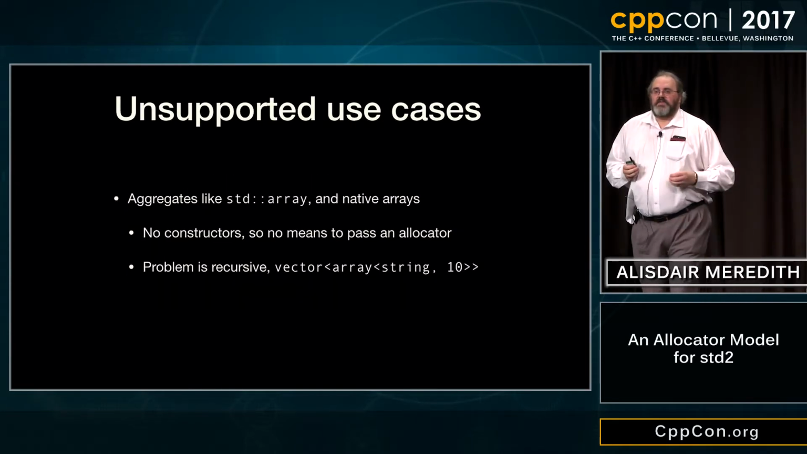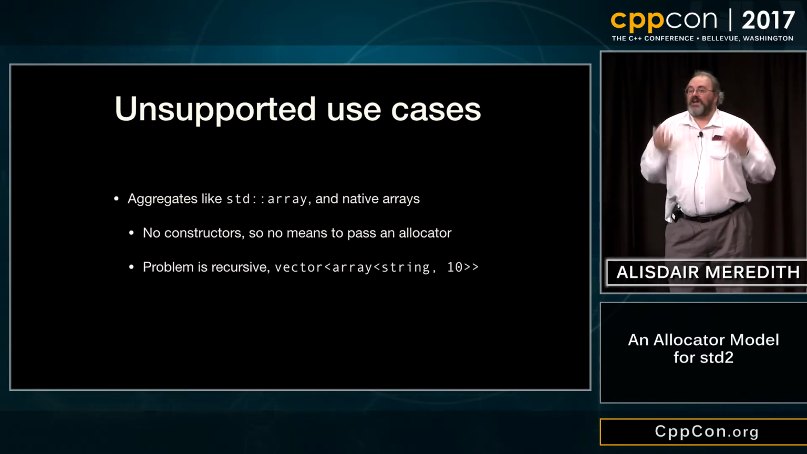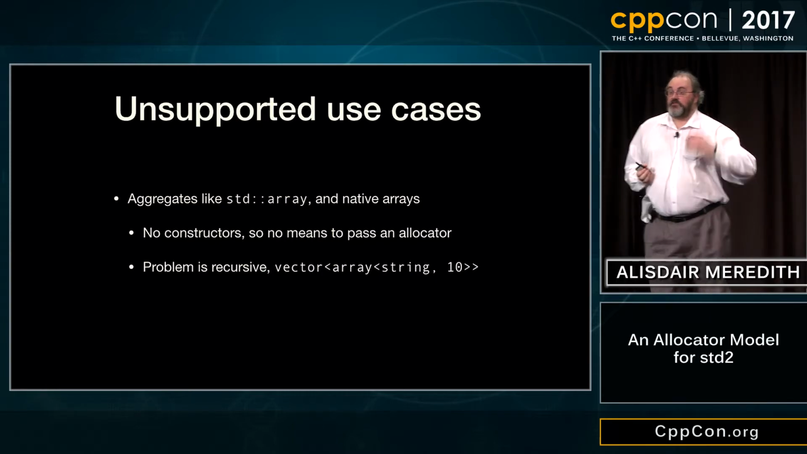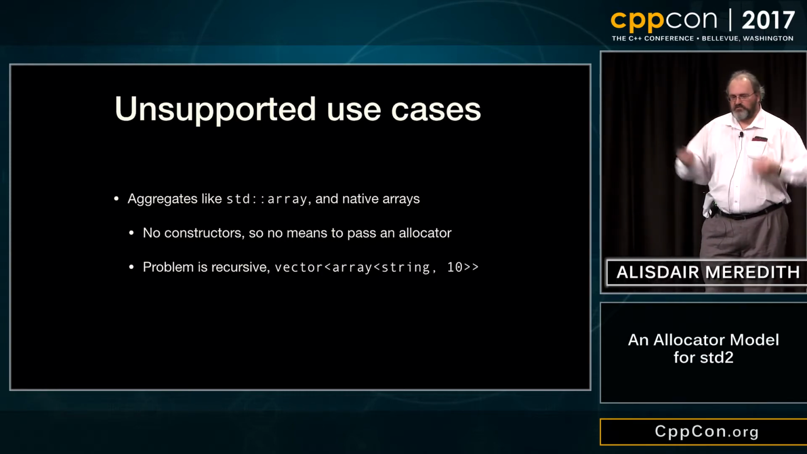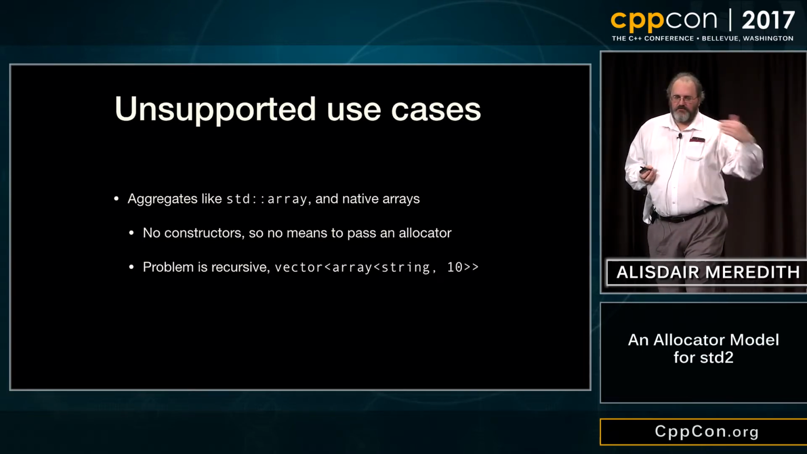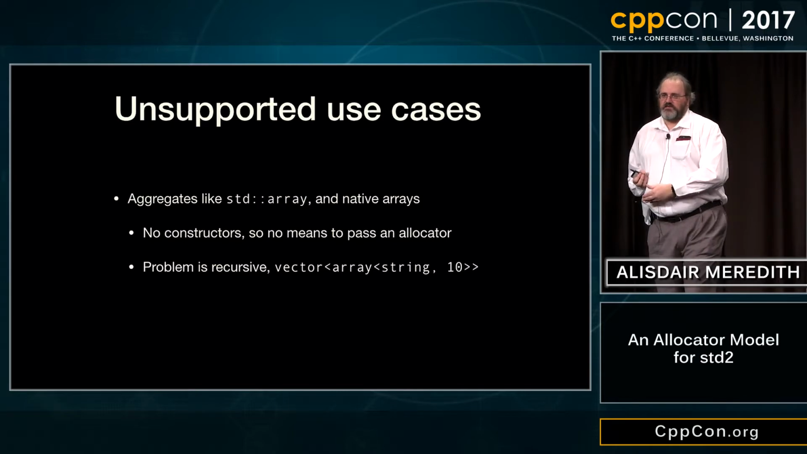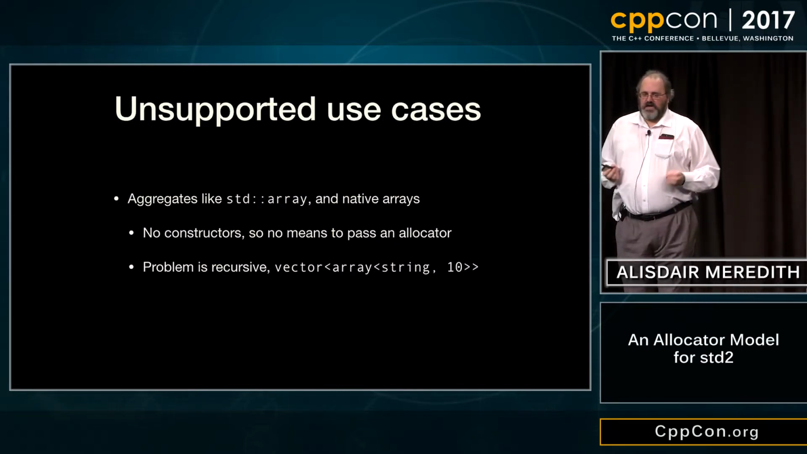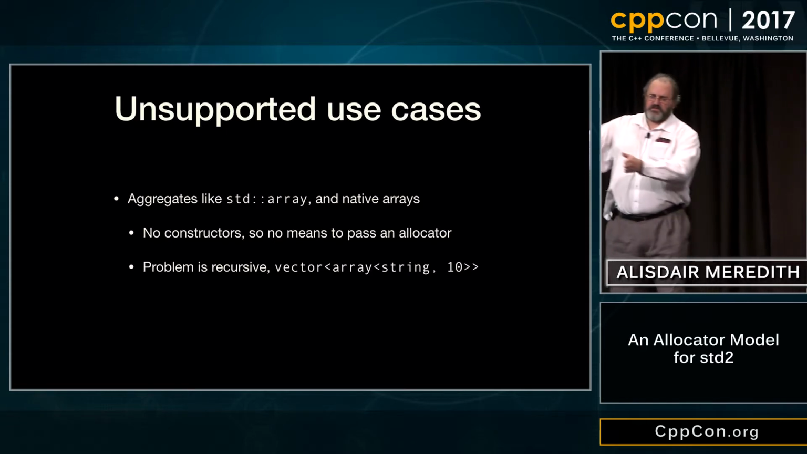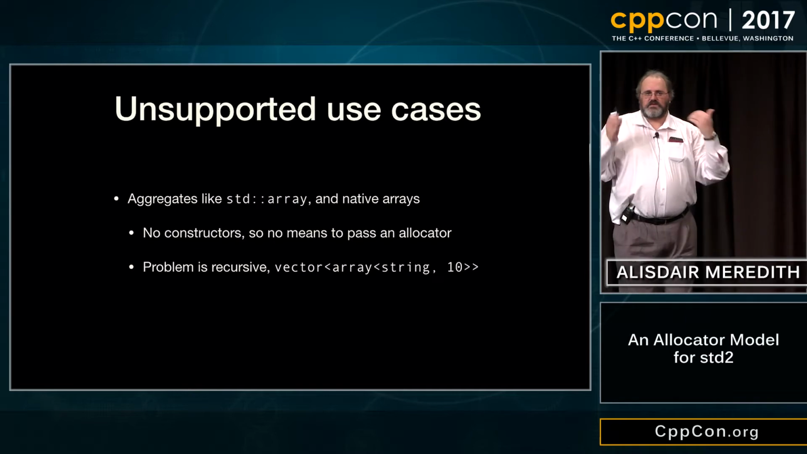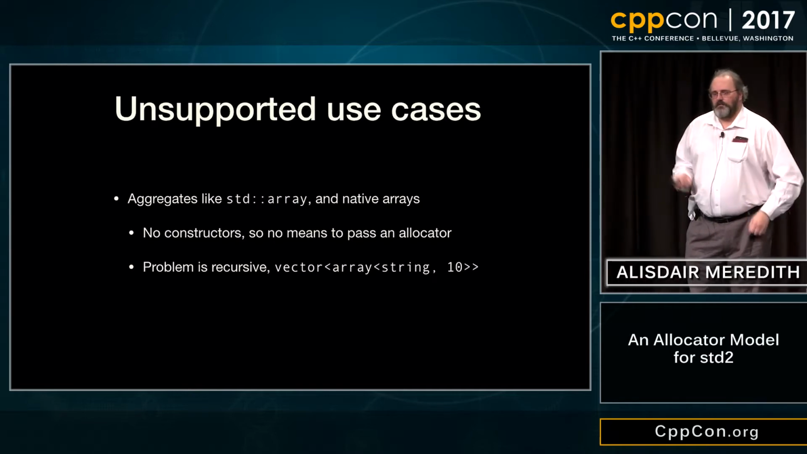We hit other problem cases like std::array and other aggregates, where because they don't have constructors, I don't have the ability to give them an allocator even if I want to. The same is true for a native array, so an array of strings. And that problem goes down a level. So if I've got a vector of array of strings, I can pass my vector its allocator. That can't pass down to the array, so the array can't pass it down to the strings in the vector. So there are these holes that we really want to try to fill.